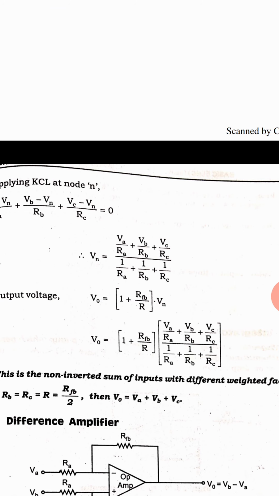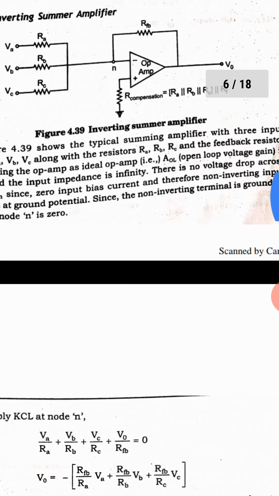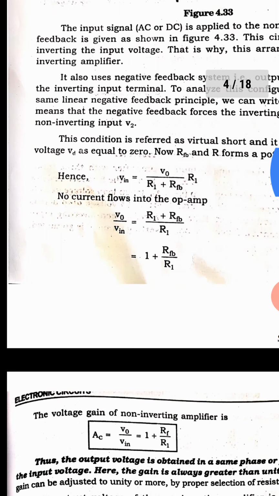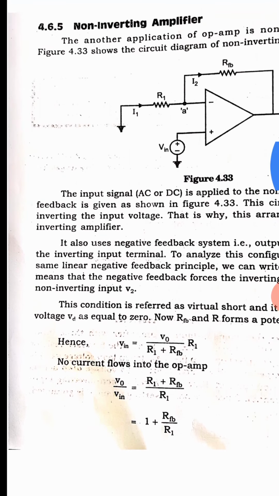In case of input given to the non-inverting amplifier, the output voltage is 1 plus R feedback by Rn into Vn. I can show it again. Yes, here, this is the expression. V0 by Vn is equal to 1 plus RFB by Rn. This is for non-inverting amplifier.